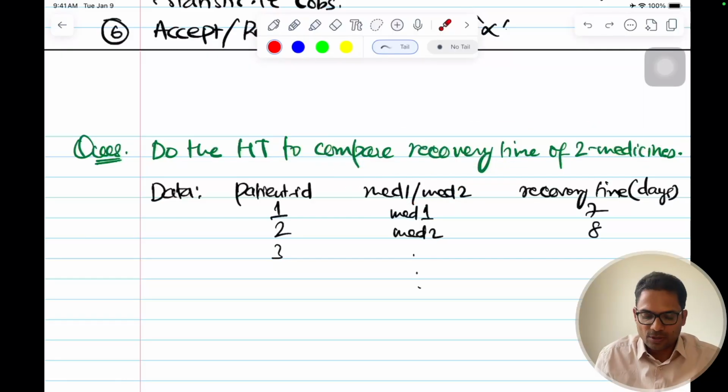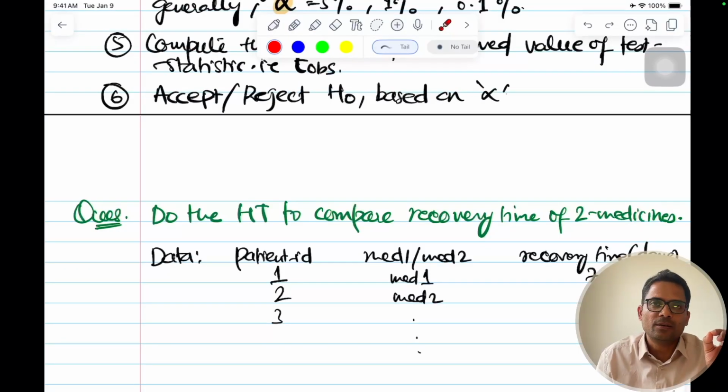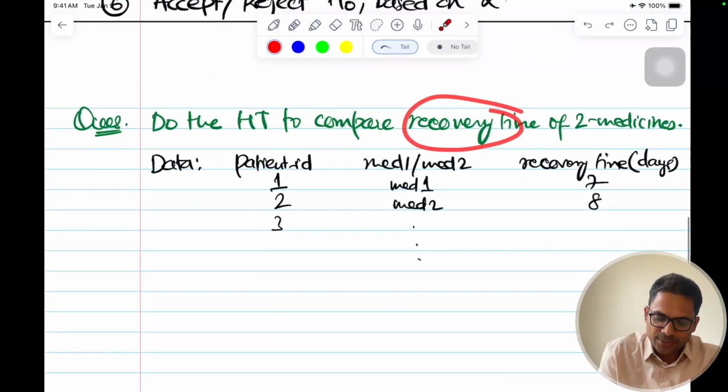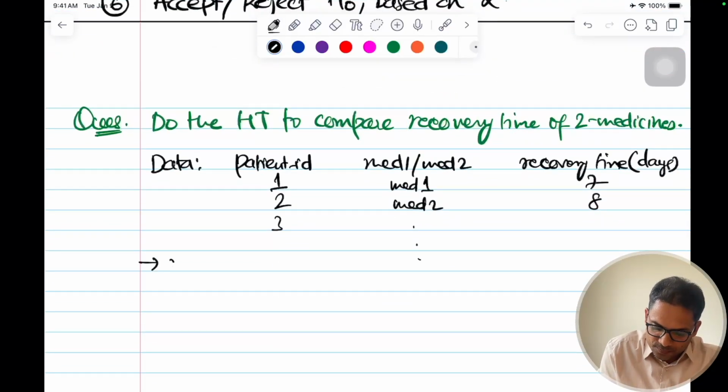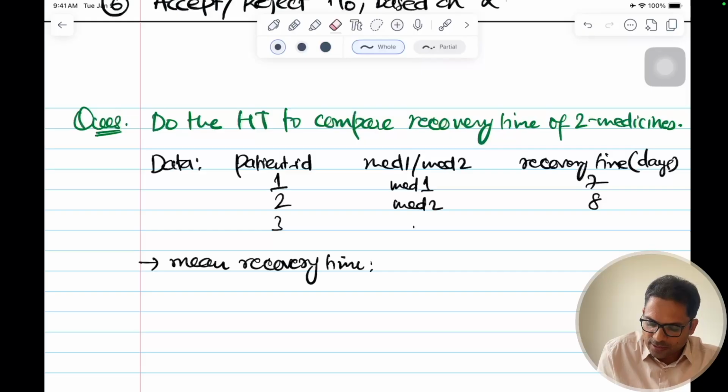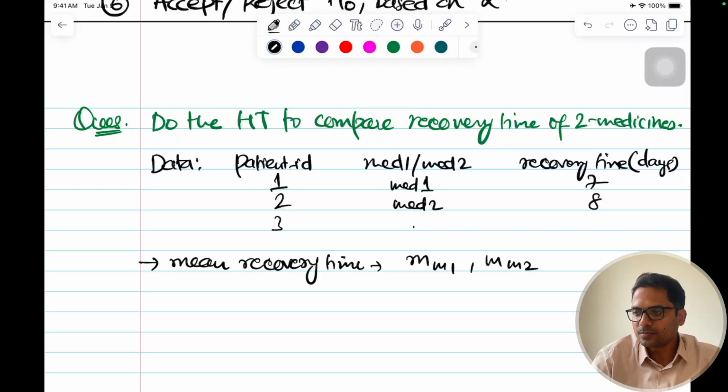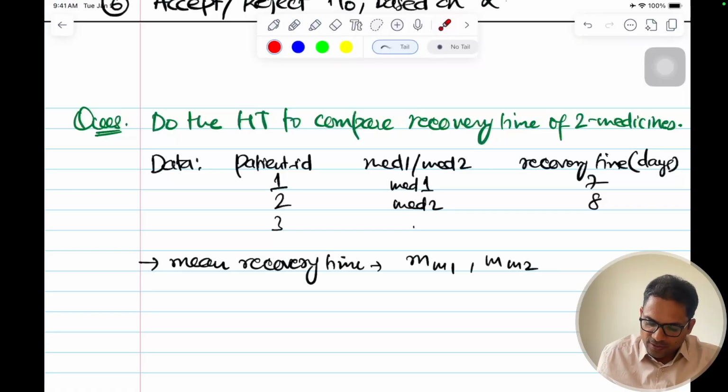Out of this, first of all, we choose that we'll go with the mean to compare. If the mean recovery time of medicine 1 is less or mean recovery time of medicine 2 is less, whichever is less, that is better. That's what we can compare. So we'll choose mean recovery time as the metric, and let's denote it as mean recovery time for medicine 1 and mean recovery time for medicine 2, like that, mm1, mm2. So this is the setup. We have to compare now which one.